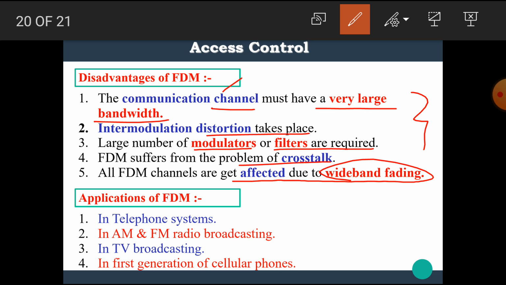There are a number of applications of FDM. Some of them are listed below: FDM is used in telephone system, it is used in amplitude modulation and FM modulation radio broadcasting, it is used in TV broadcasting, and it is used in the first generation of cellular phones. I hope you all get all the basic details about the frequency division multiplexing technique.